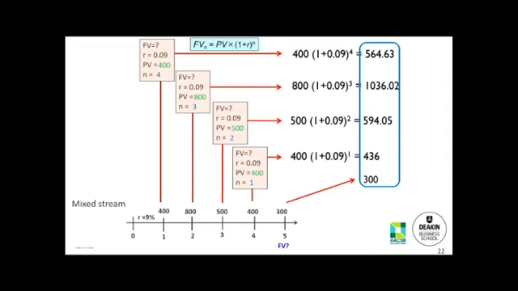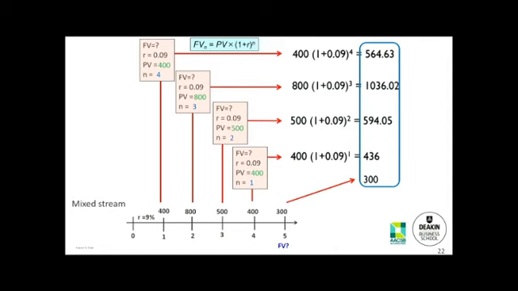Let's see the calculation process, and that's how it looks. $400, what should we do? 400 times 1 plus interest to the power of 4. You have a future value at year 5. $800 times 1 plus 9% to the power of 3. You have the future value at year 5. $500 times 1 plus interest rate to the power of 2. $400 times 1 plus interest rate to the power of 1. And then finally, you don't need to do anything about the $300 at the end.